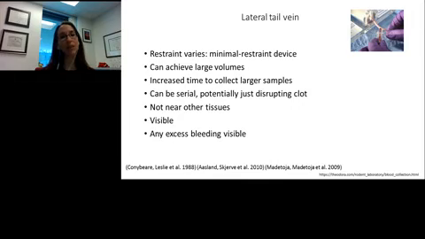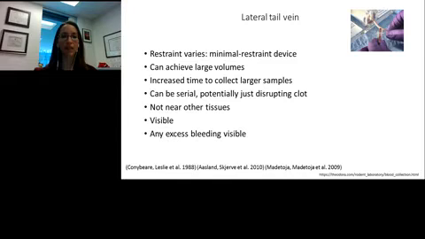You can achieve large volumes with a lateral tail vein, but it will take a little bit longer, and often you're going to be milking the tail and collecting drop by drop. It can be performed serially, and if the serial samples are collected close enough together in time, you can often just disrupt the clot to still be able to collect a sample.